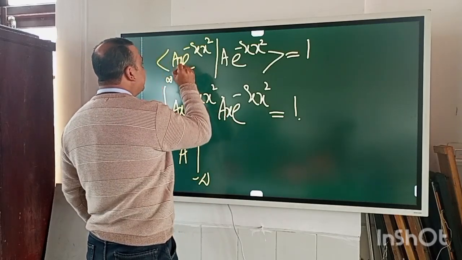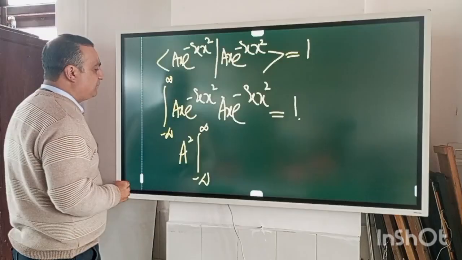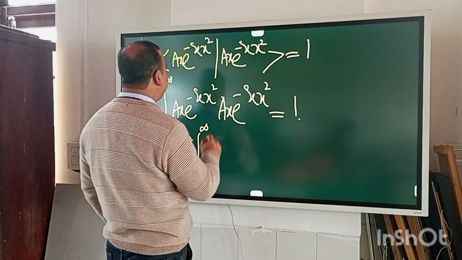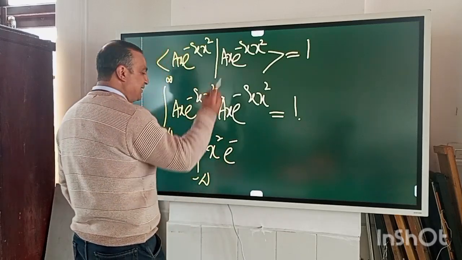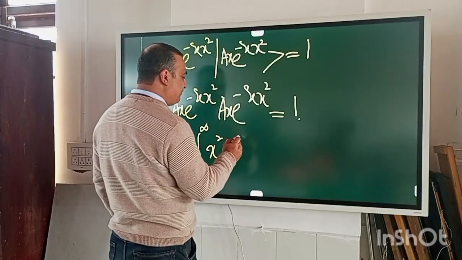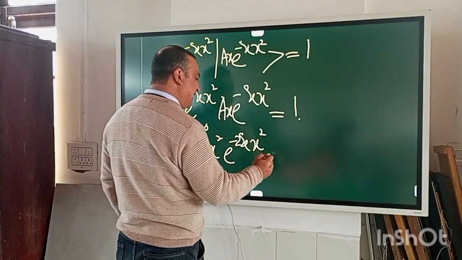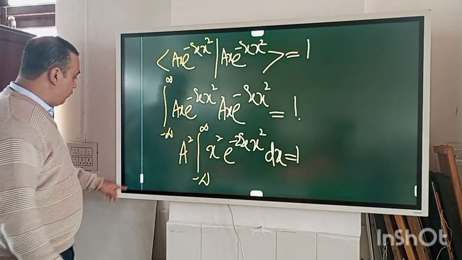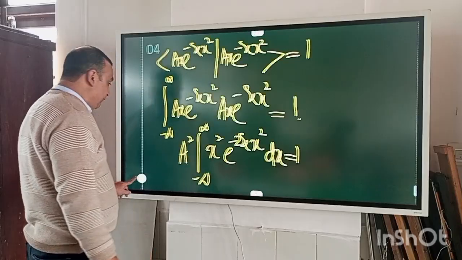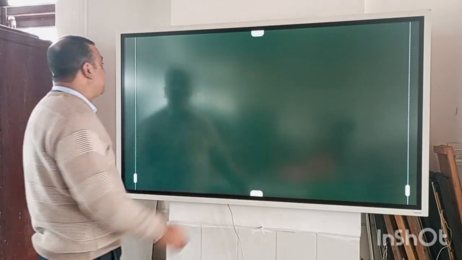So x has to be here in our trial wave function. And what we'll get is x squared e to the power of minus, so bases same, powers added, will give me 2 zeta x squared dx equal to 1. And now what we have to do is write down the value of this integral. Once we write down the value of this integral, we will be able to calculate the normalization constant.